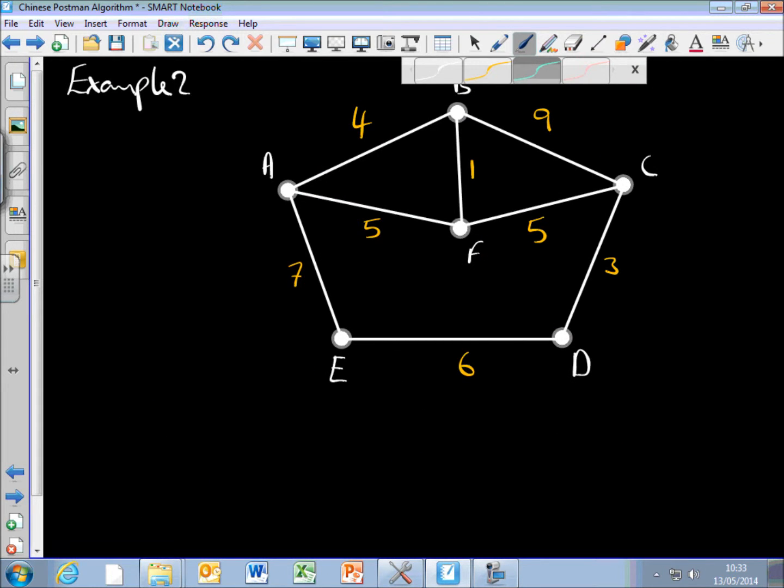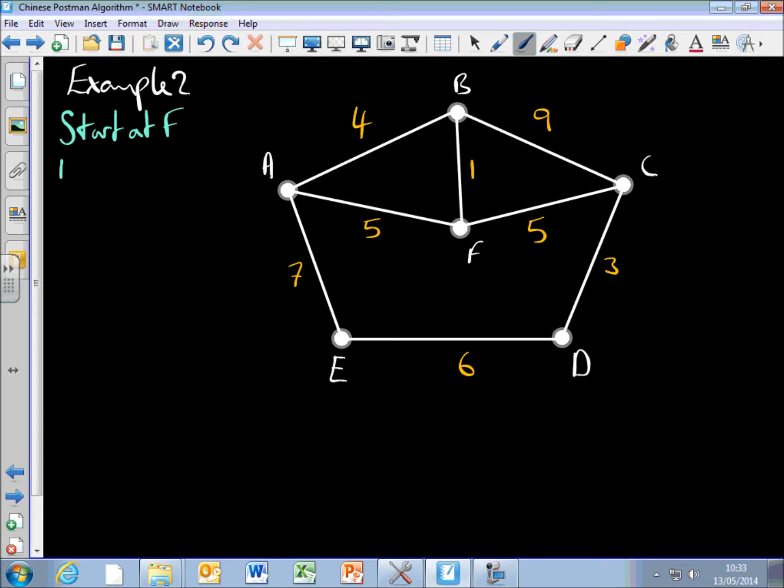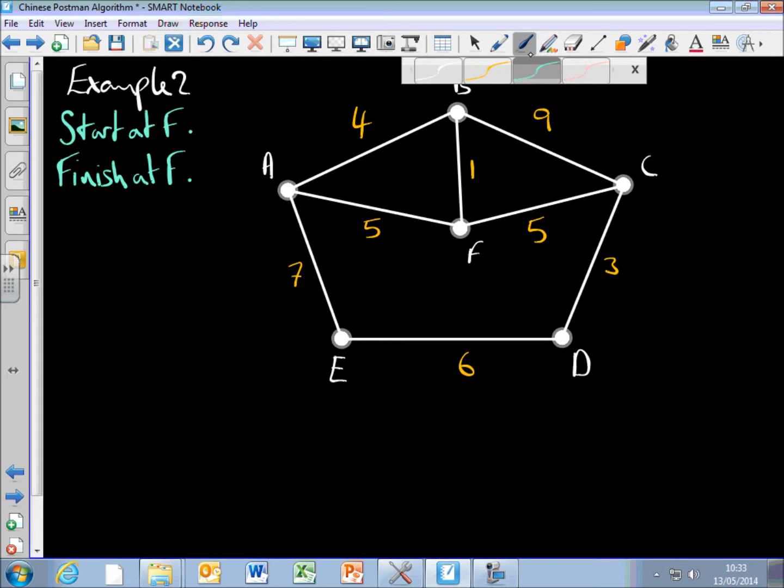Okay, so what we're going to do on this one is a slightly harder example, and we'll see why in a second. I'm going to give you the question: can we start at F, travel over every edge and finish at F? The first thing we're going to do is identify what type of graph it is, can we do it or not.